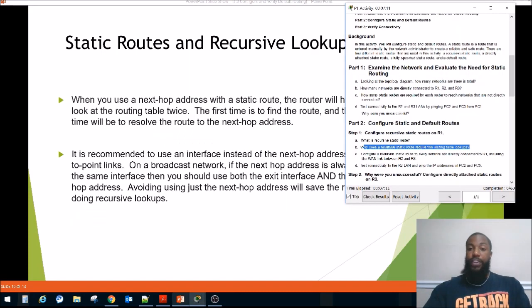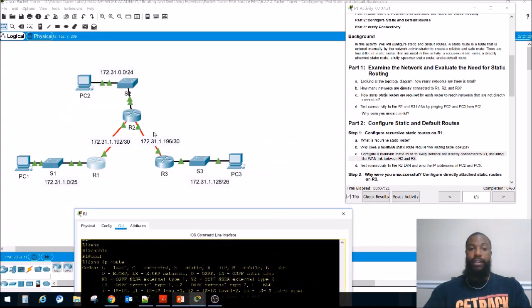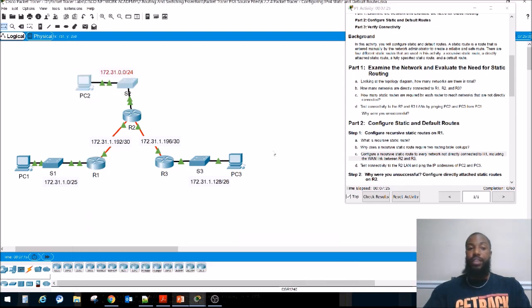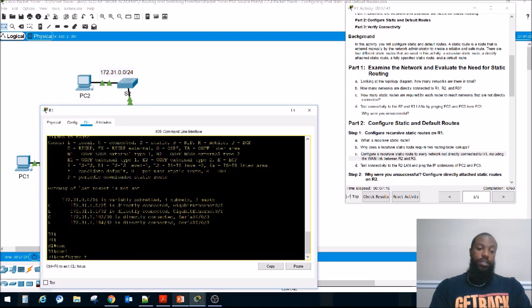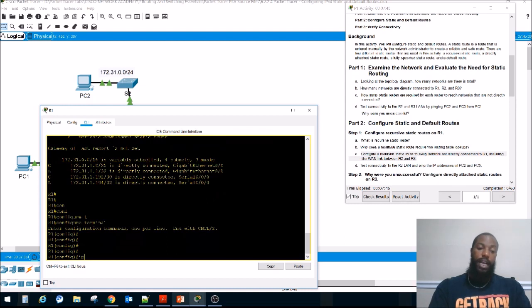That's the answer. Configure a recursive static route to every network not directly connected to router 1, including the WAN link between routers 2 and 3. So we need a static route to get to here, a static route to get to here, and also a static route to get to this network in between 2 and 3. Let's start off with the static route to get to this network right here. Configure terminal. Y'all remember how to do a static route? IP route.